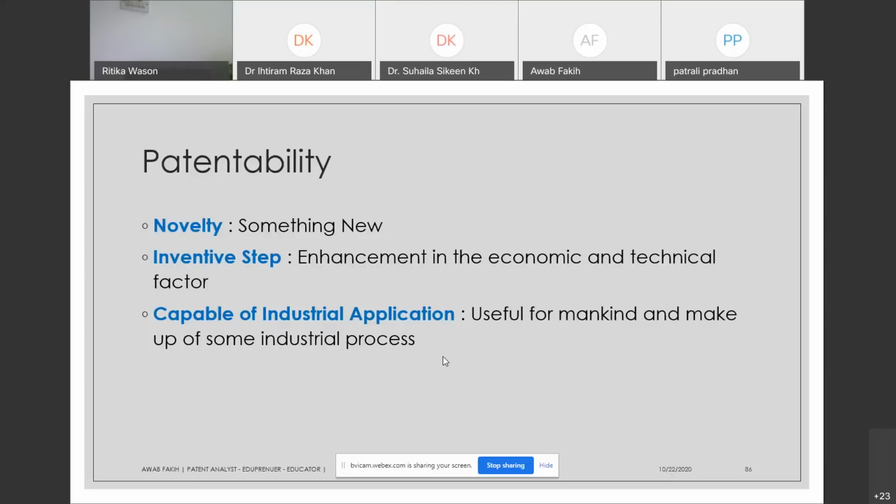Let's go one by one by taking a few examples, my dear friends. Once I take an example, I think it will be much easier for everyone to understand. Okay, so let's go for it.